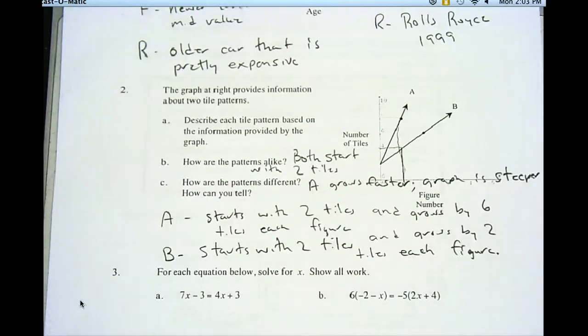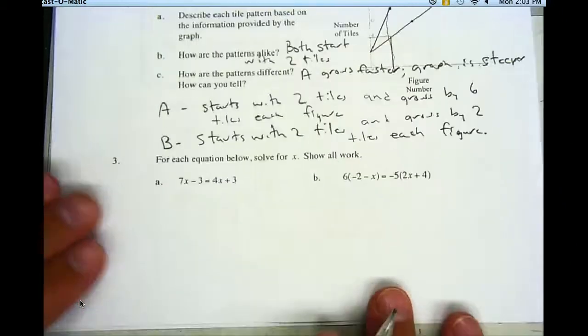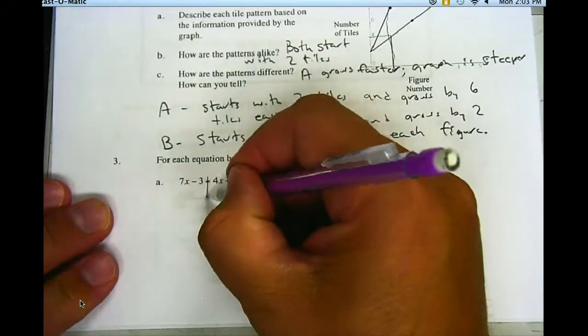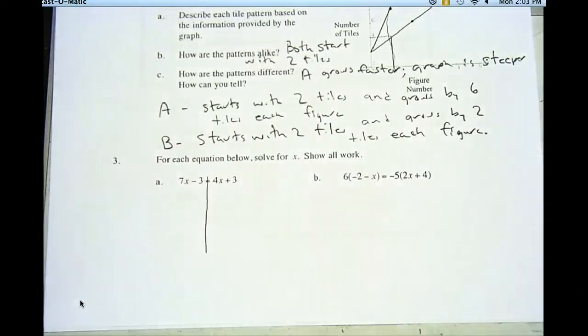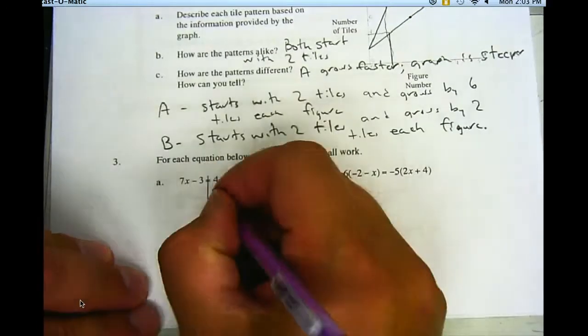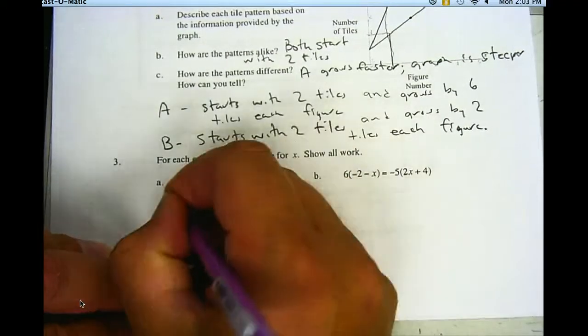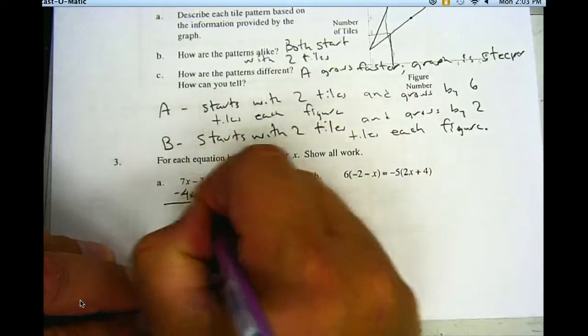Now for number 3, we have to solve for x. So they have a couple two-step or multi-step equations. And when I do that, I need to get the variable isolated on one side of the equation. So if I'm doing this one here, I like to draw a fence down through the equal sign. That tells me whatever I do on one side, I have to do on the other side. So right now I have 7x on one side and 4x on the other side. So what I'll start off by doing is taking 4 x's off of each side of the equation.